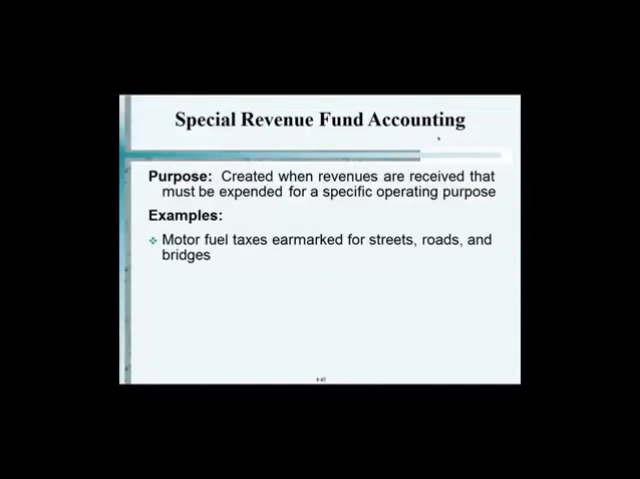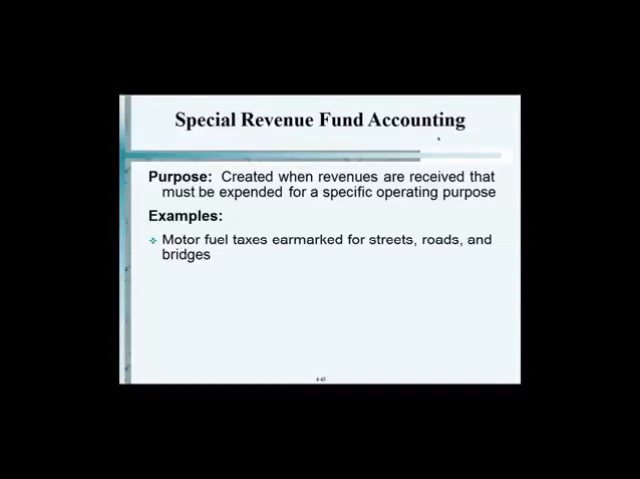Special revenue funds. And so we looked at general fund. What are special revenue funds again? They are where the revenue is what? Is restricted, or it's specified for a specific purpose, right?